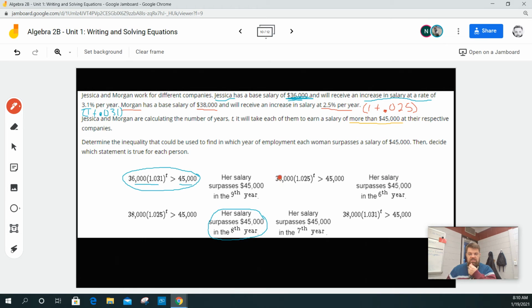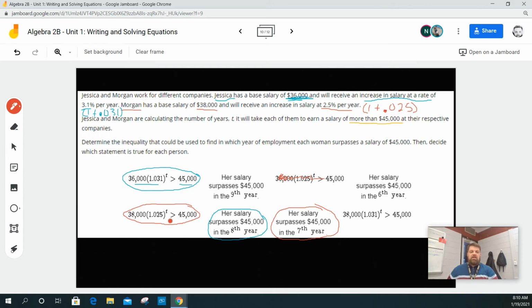No, it can't be because it says 36. Right? It's got to say 38. So it's this one. So that's the inequality to calculate Morgan's. But then if we want to figure out when it's greater than 45,000, that doesn't occur until the 7th year.